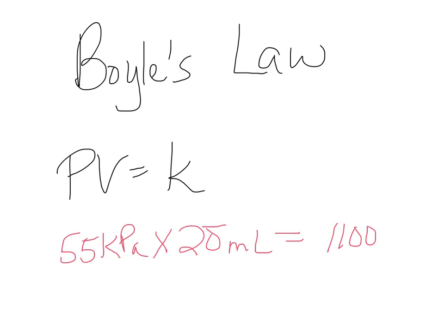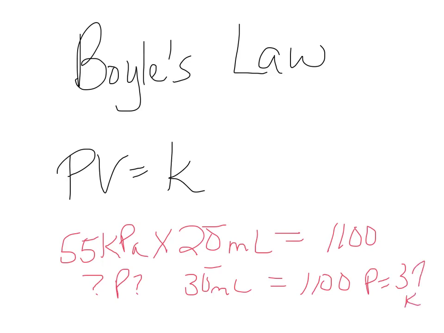So if we had a new situation, we could use that K value to solve for it. If I know that P times V equals K, and I have a new volume of 30 milliliters, and I don't know the pressure, I could work backwards and do 1100 divided by 30. This would be our unknown pressure. P would be equal to 37 kPa.